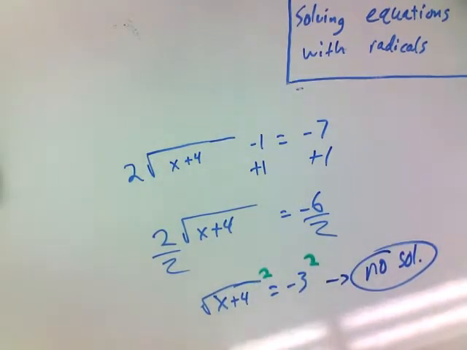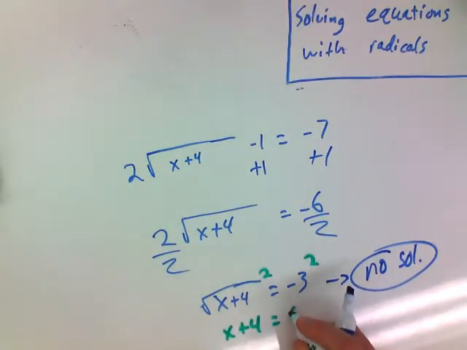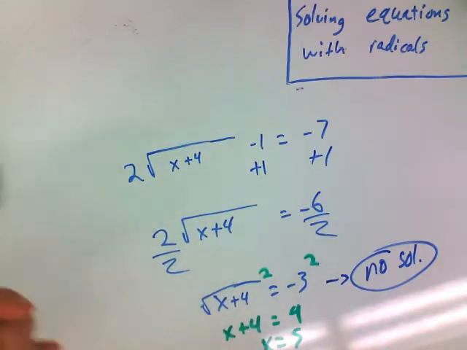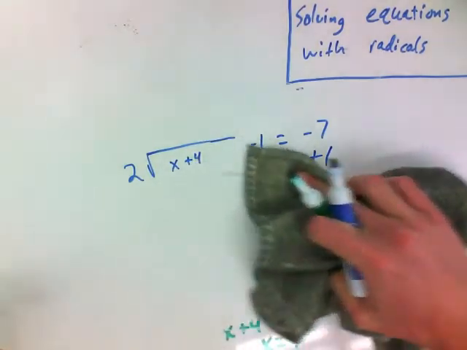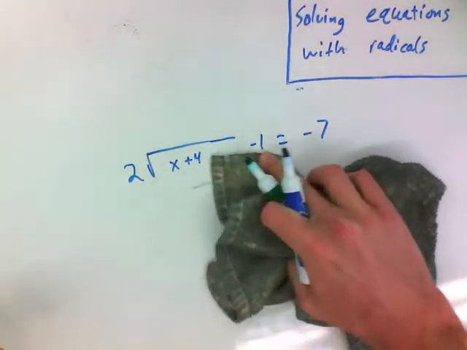It's very easy to blow by this point and just say, well, then x plus 4 equals negative 3 times negative 3, which is 9. And you would get a solution here of 5. Right? So you could go by here and get a solution. The only thing is your solution doesn't work. To kind of prove it to you, I'll just plug in a 5 here real quick and let's see what we get.